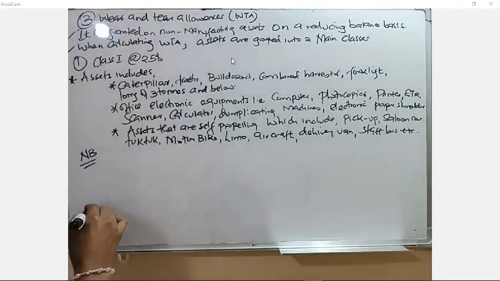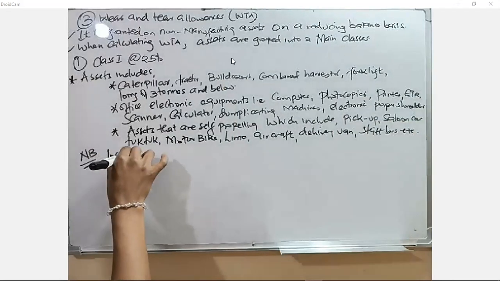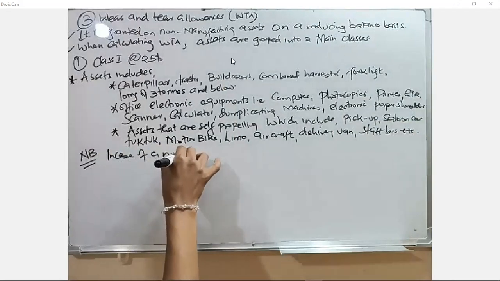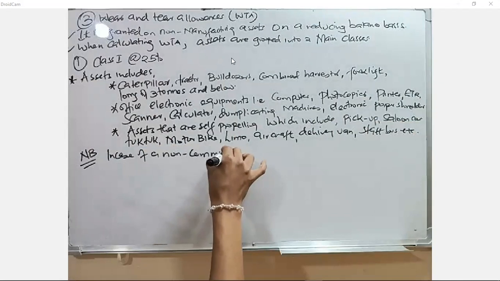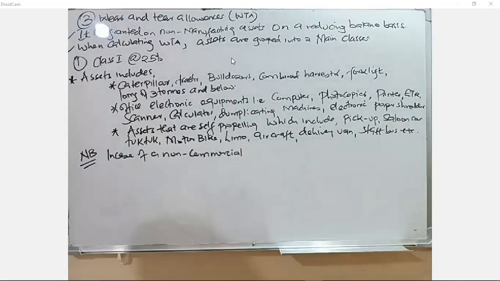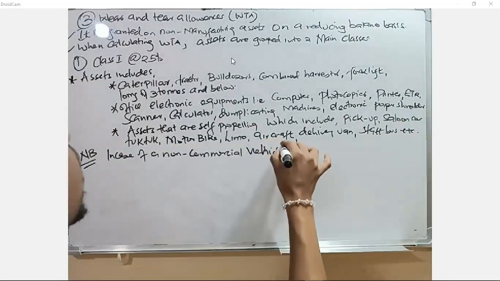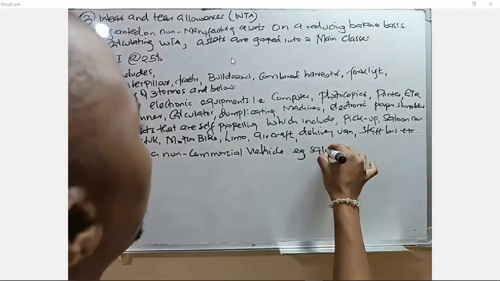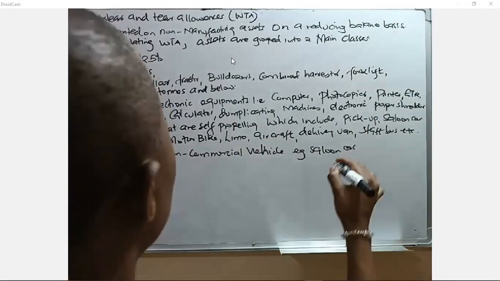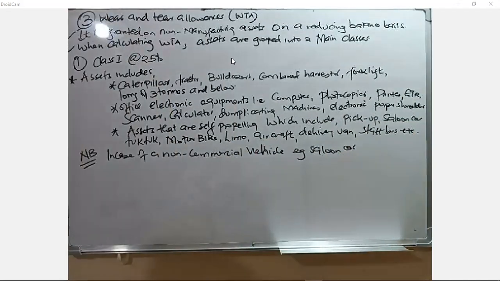Now we say NB here. In case of an uncommercial vehicle, this vehicle is called saloon car. In case of an uncommercial vehicle, which is saloon car, the qualifying cost is restricted.